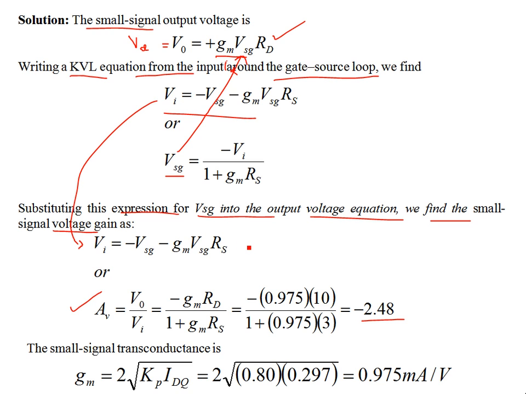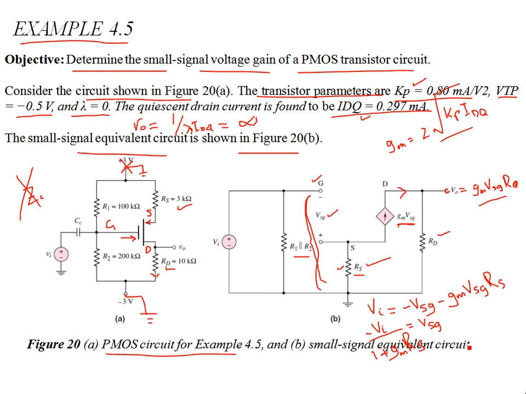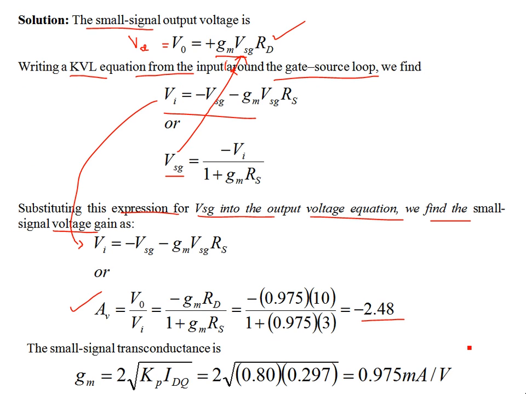So if we want to improve this gain, we can do that by introducing a bypass capacitor in the circuit, which is going to short circuit the RS, and then include the current source for biasing instead. But anyways, let's complete this example.